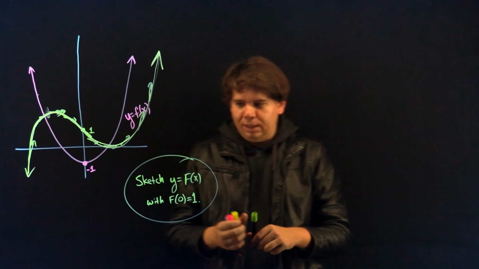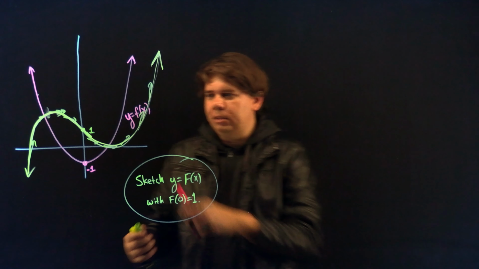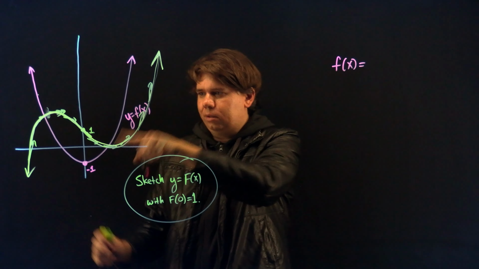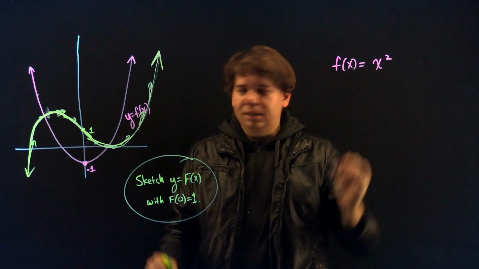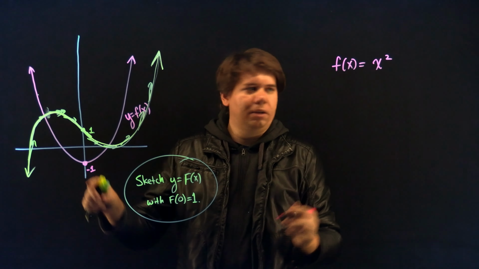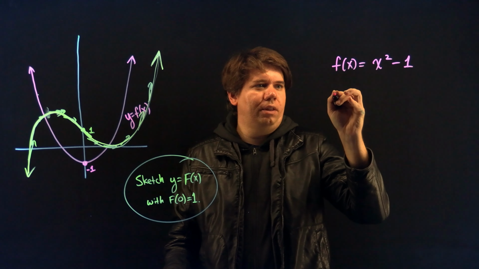We can always check this algebraically. To do that, I'm going to need an explicit formula for this guy. So let's say f of x, it looks like a parabola. This looks like it's just something like x squared, except here it passed through the point -1. When x was 0, the y value is -1. So this is probably something like the graph of x squared minus 1. Let's go ahead and calculate an antiderivative for this.